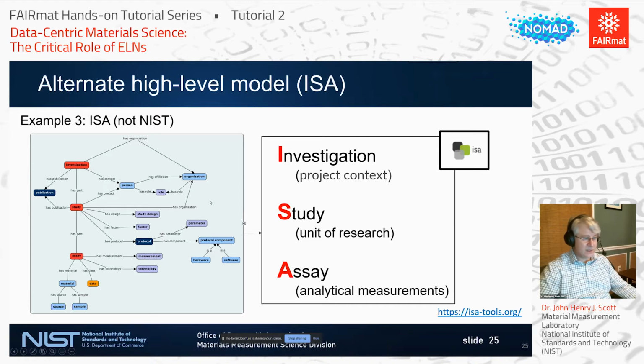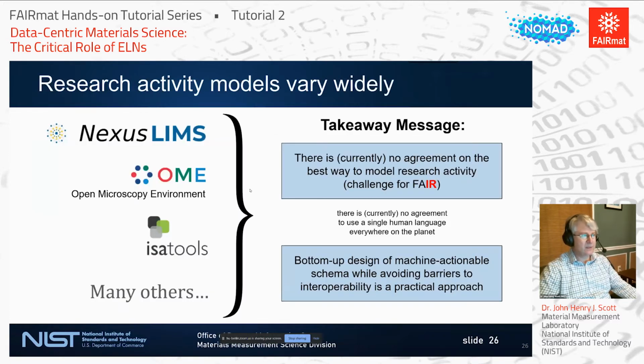So again, this is not an unreasonable way of looking at high-level organization, but it may be in conflict with other incompatible ways of doing this. So the takeaway message here is there are many other alternative ways of looking at research activity, and there's currently no global agreement on the best way to model research activity. And this is a challenge for FAIR, especially the I and the R part, or the interoperability and reusability.